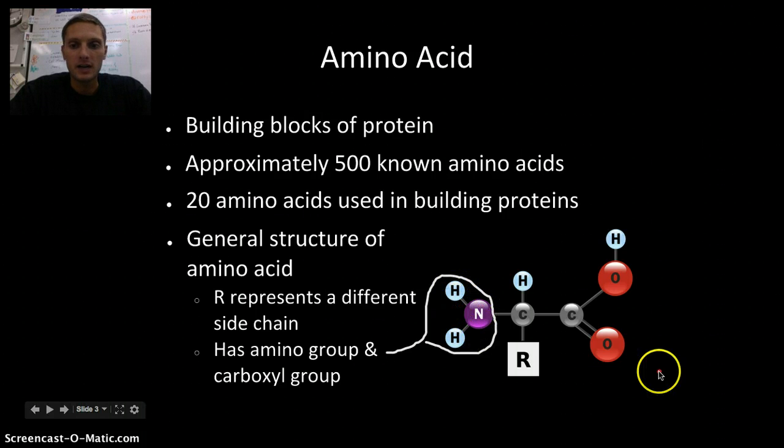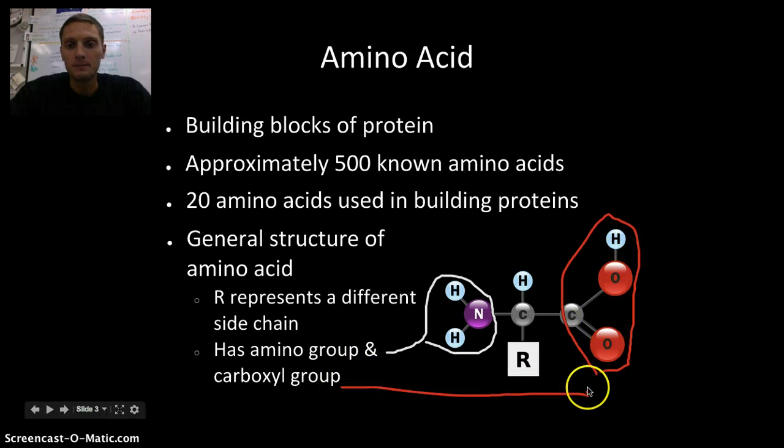It also has a carboxyl group. Here's our carboxyl group. And this is a carbon that's double bonded to an oxygen and then has an OH attached to it. That's our carboxyl group. And the last portion of an amino acid is this R group here. The R group is different for every amino acid.